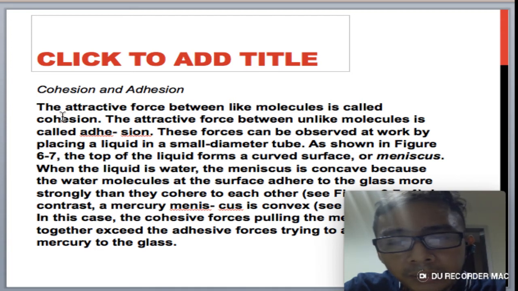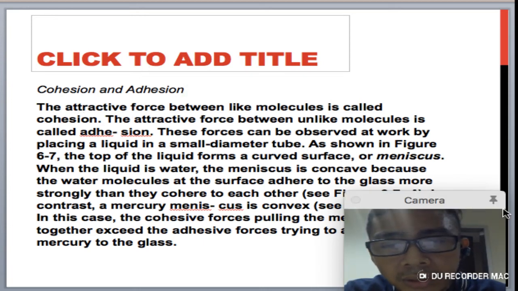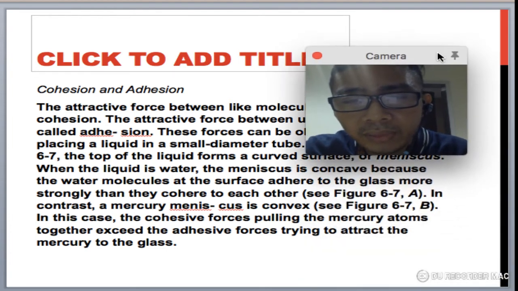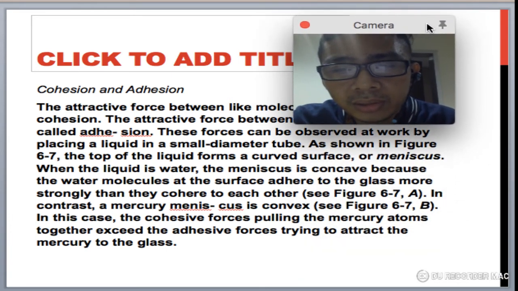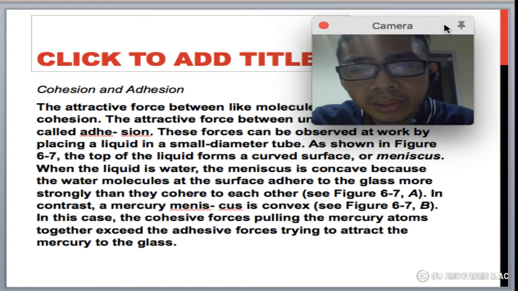So in the volume, what we call the graduated cylinder, you observe when you put water, it is concave, hindi siya flat, the water level in your graduated cylinder, in your chemistry, because the water molecules at the surface adhere to the glass more strongly than they cohere to each other. So concave ang sa graduated cylinder, that is what we call the meniscus level.